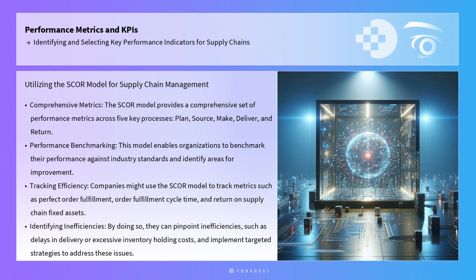A practical tool for identifying supply chain KPIs is the SCOR model, which provides a comprehensive set of performance metrics across five key processes: plan, source, make, deliver, and return. This model enables organizations to benchmark their performance against industry standards and identify areas for improvement. For instance, a company might use the SCOR model to track metrics such as perfect order fulfillment, cycle time, and return on supply chain fixed assets. By doing so, they can pinpoint inefficiencies, such as delays in delivery or excessive inventory holding costs, and implement targeted strategies to address these issues.